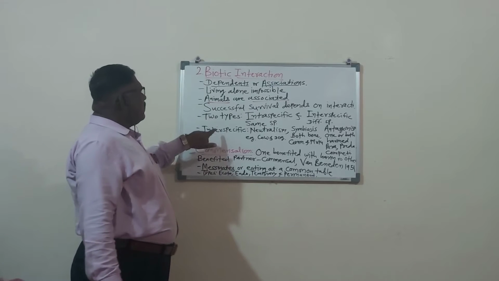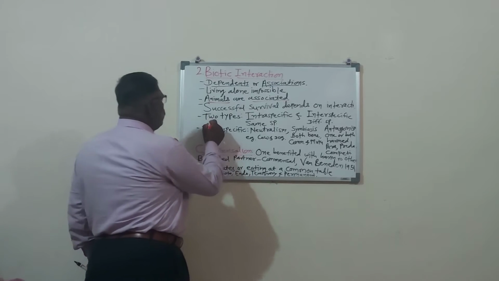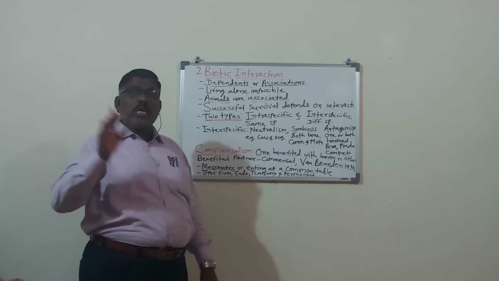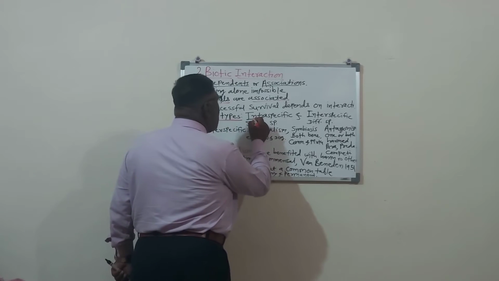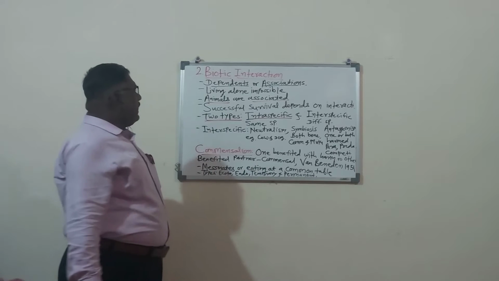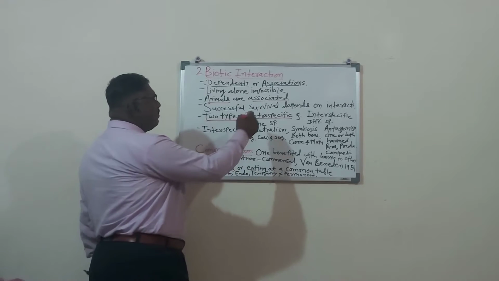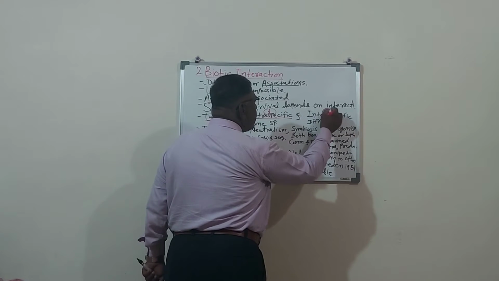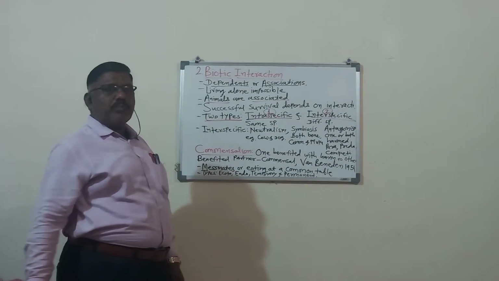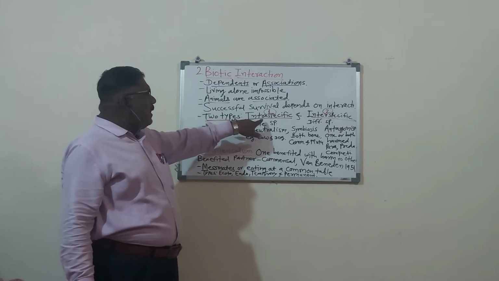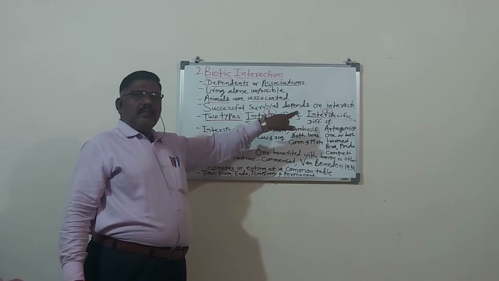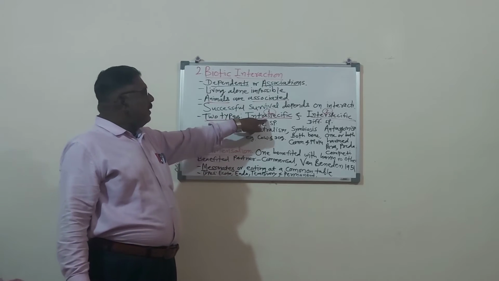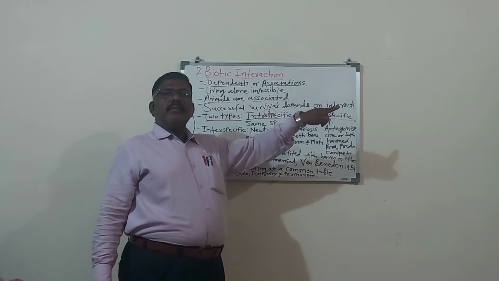Now this biotic interaction is broadly of two types. One is intraspecific interaction. This is the first. Intraspecific interaction and interspecific interaction. These are the two broad types of biotic interaction. Remember the difference between these two types: intraspecific interaction and interspecific interaction.